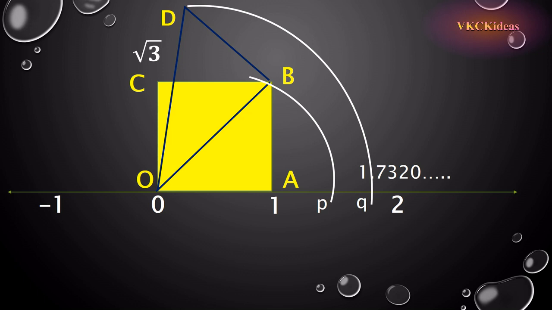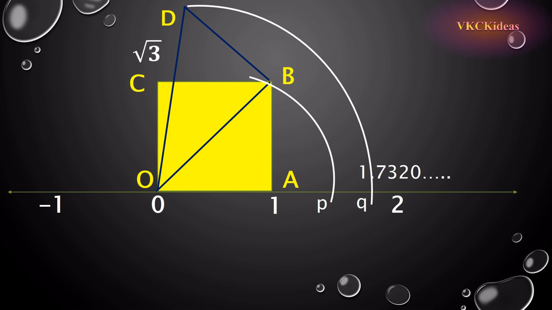OAB triangle with 90 degree here, and AB is also 1 unit. Now, taking this OB diagonal as the radius, if you draw an arc, this cuts the number line at root 2. And move further. At B you construct a right angle and take BD as 1 unit, join OD. Now taking OD as the radius, if you draw an arc like this, then that cuts the number line at Q. That Q will be the position of root 3 on the number line.